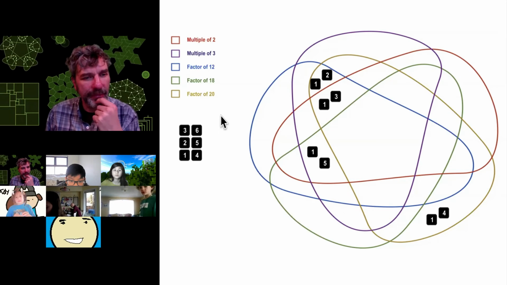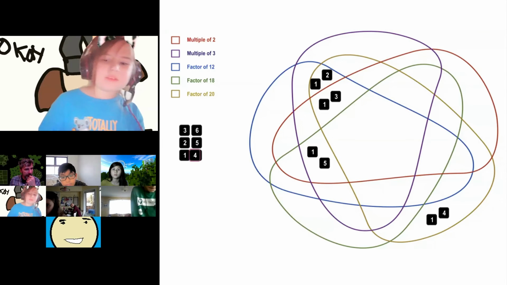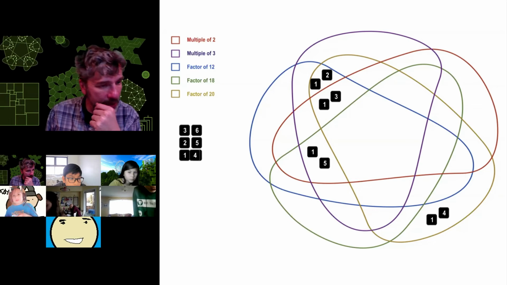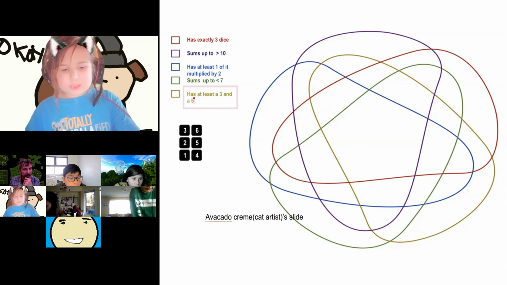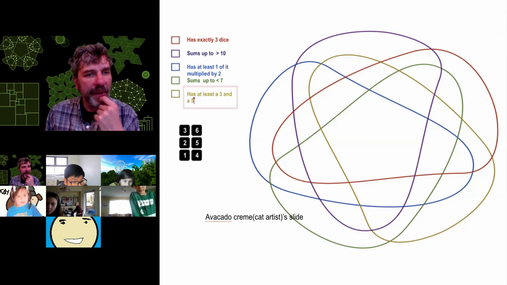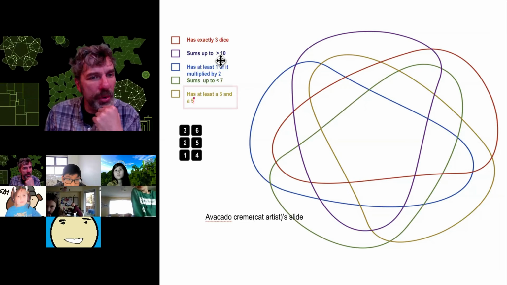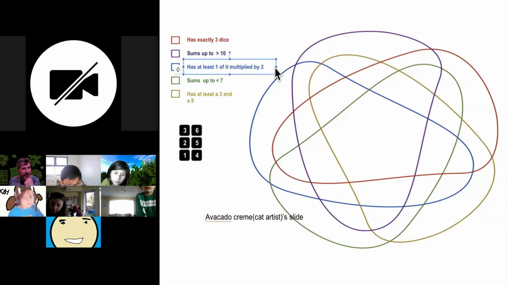Okay. Good. I hope you get to see my slide because I have a lot of things on there. Go ahead, Avocado Cream. Tell me which slide yours is. I think mine is, let me check. Avocado Cream is number 8. Slide number 8. Okay. Has exactly 3 dice. Sums to more than 10. Has at least one, I'm going to stretch this out, has at least one of it multiplied by 2.